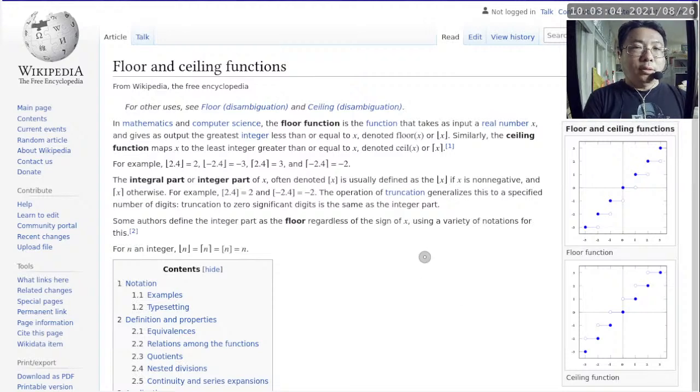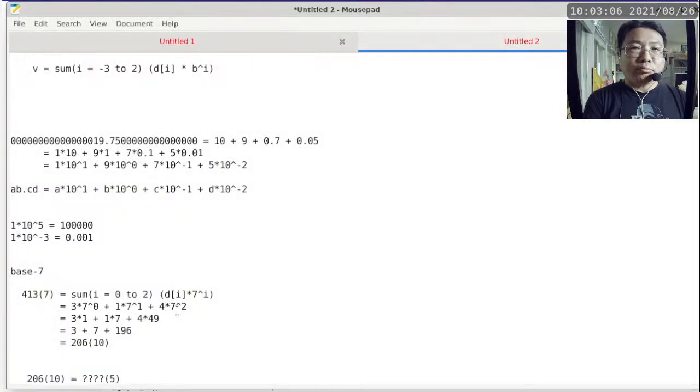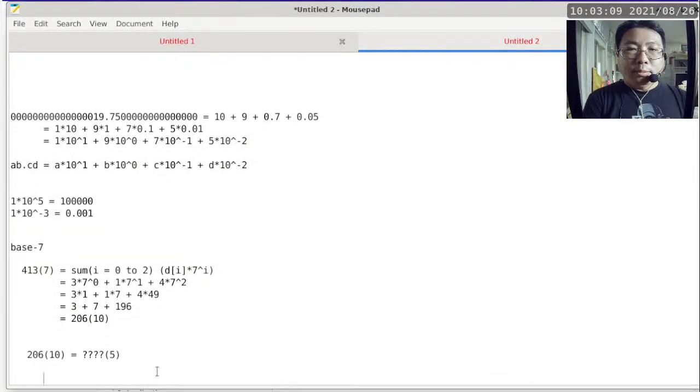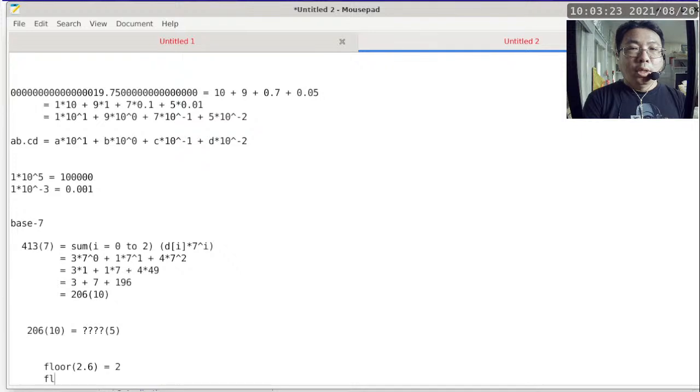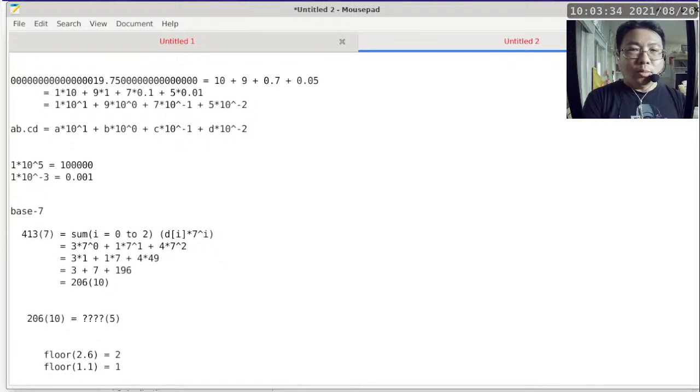So okay, let me give you some examples. The floor of 2.6 is the largest integer that is less than or equal to 2.6. So we say that's just 2. The floor of 1.1 is 1 because 1 is the largest integer that is less than or equal to 1.1. That seems pretty simple. The floor of -2 is -2 itself because -2 is the largest integer that is less than or equal to -2.